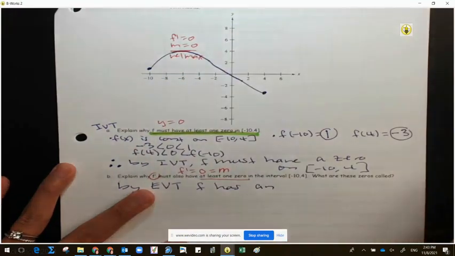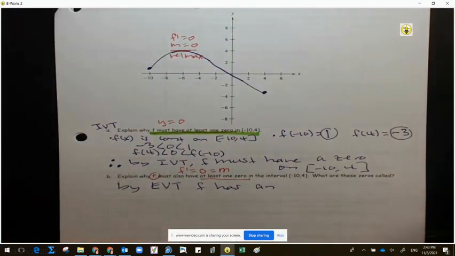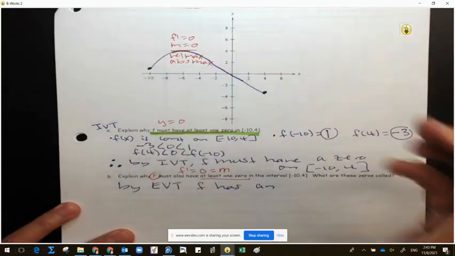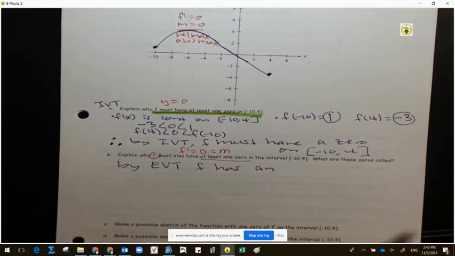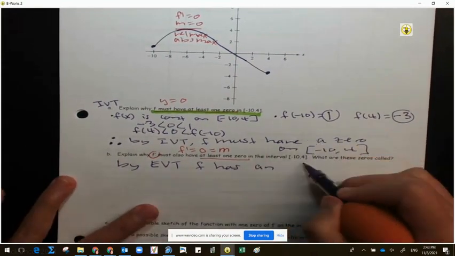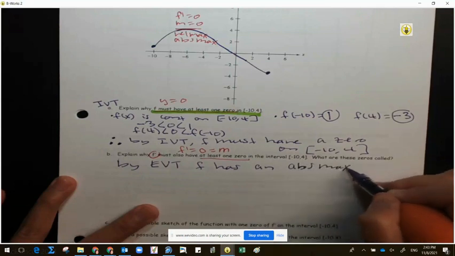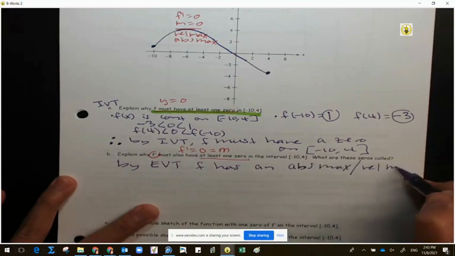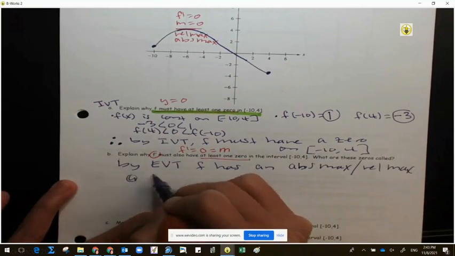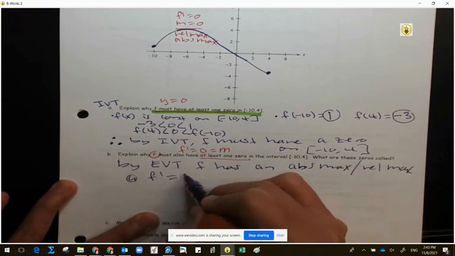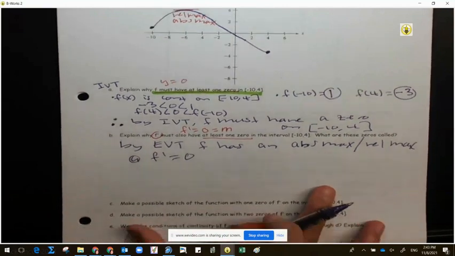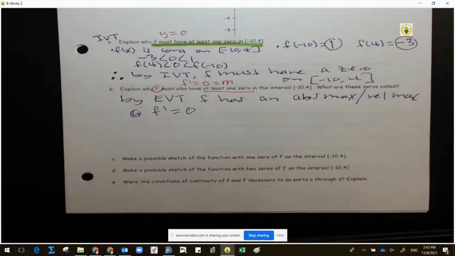And because I made a boring graph, this also happens to be the absolute maximum. So I'm just going to describe that in my reasoning on part B. The function has an absolute maximum, also called the relative maximum, and at that point f prime is 0. So all I did was redefine EVT by the picture I have, and it really depends on how creative your picture was.